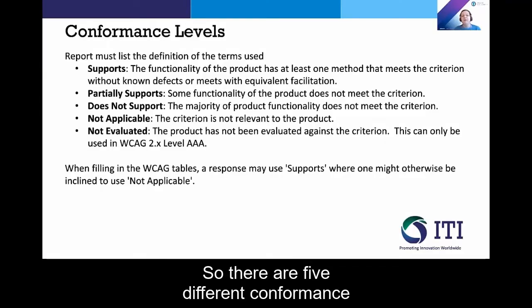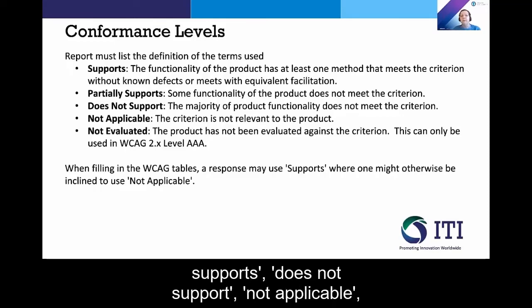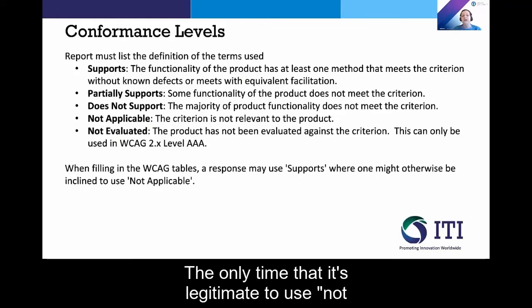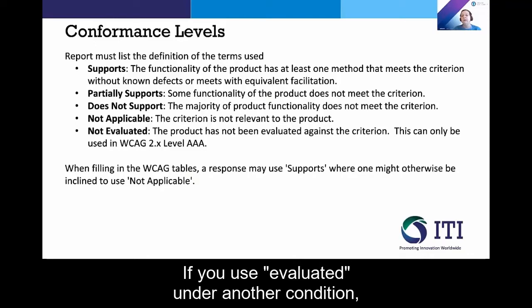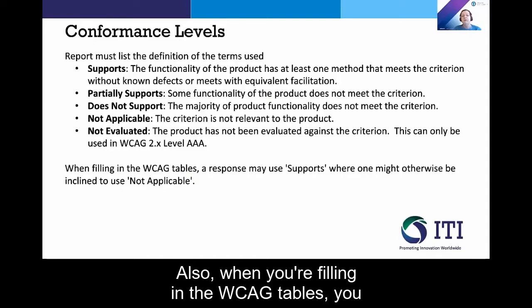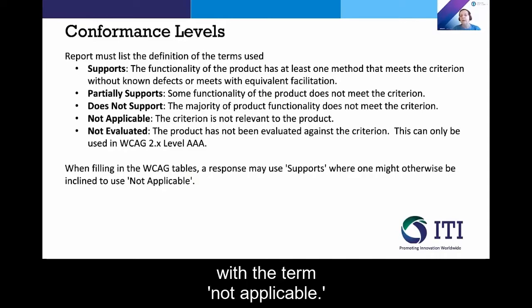So there are 5 different conformance levels that you can use. Supports, partially supports, does not support, not applicable, and not evaluated. The only time that it's legitimate to use not evaluated is for the WCAG 2.1 or 2.0 level AAA guidelines. If you use not evaluated under another condition, that's going to be considered wrong. Also, when you're filling in the WCAG tables, you may use the term supports interchangeably with the term not applicable.